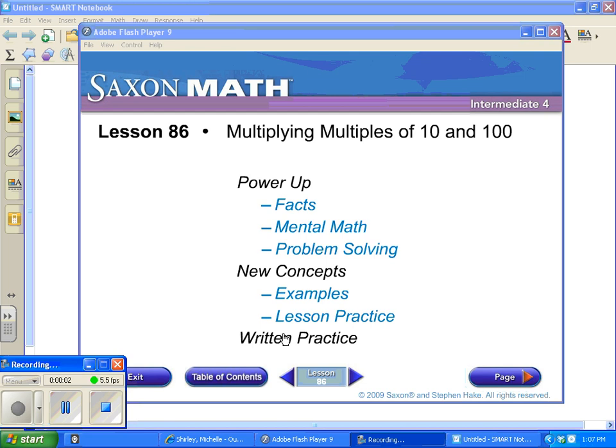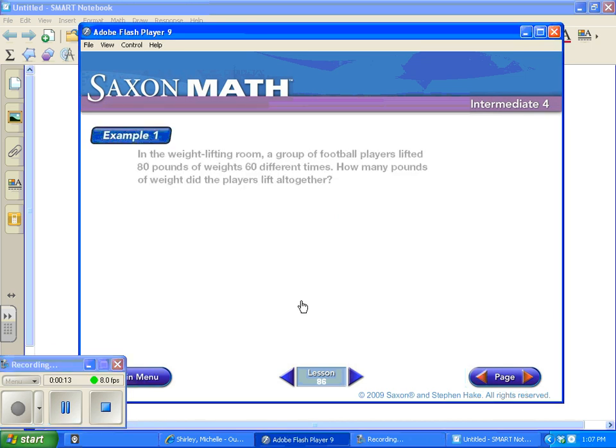Okay, Saxon 4 Math class, we are ready for lesson 86. We're going to be talking more about multiplying multiples of 10 and 100. So let's start with some examples today.